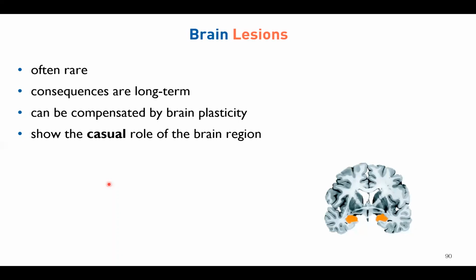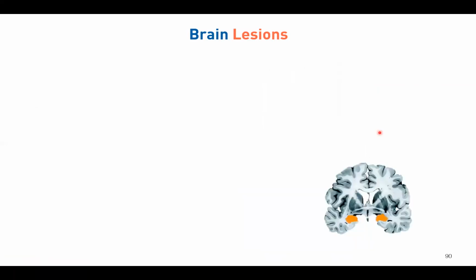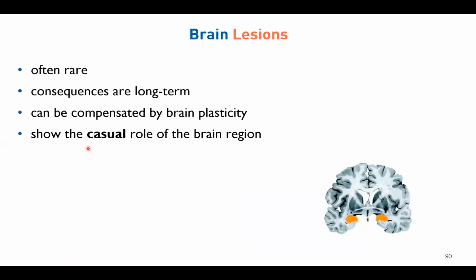So we know from this example that healthy controls could recognize the emotions relatively well, but for the patients, the recognition behavior is a little bit reduced. And we know the difference between the patients and the control is that there is a difference in the amygdala, the brain area. So we know causally that the lesion in the amygdala is causing the failure in recognizing those faces or emotions. So it is to show the causal role of the brain region.